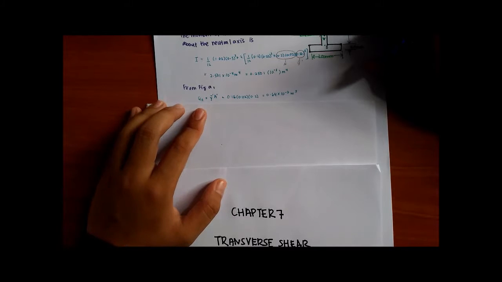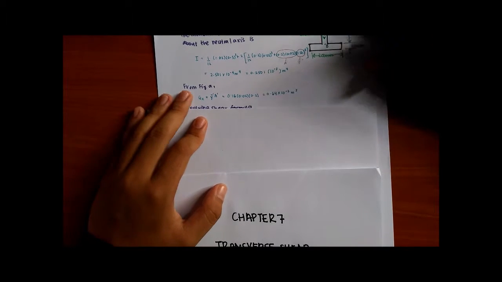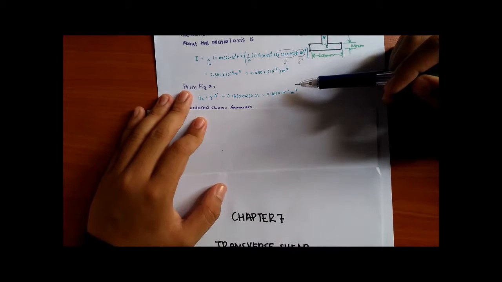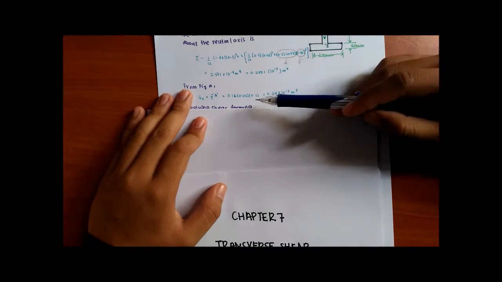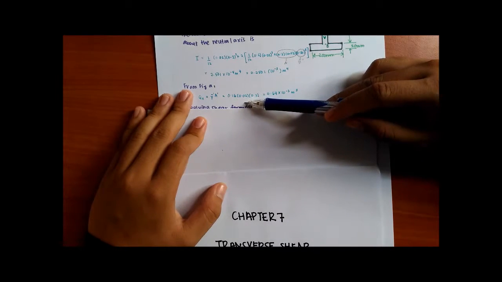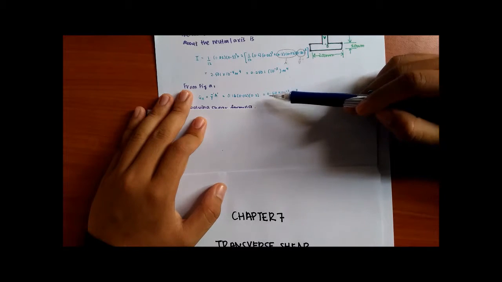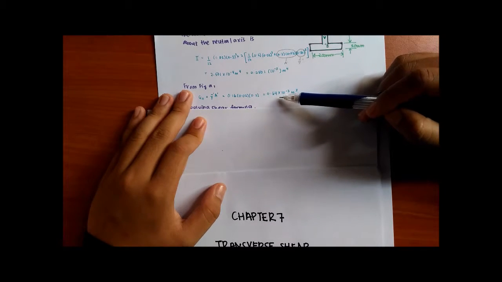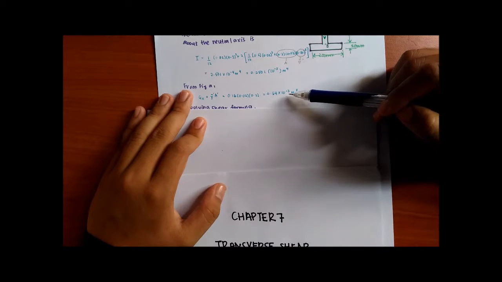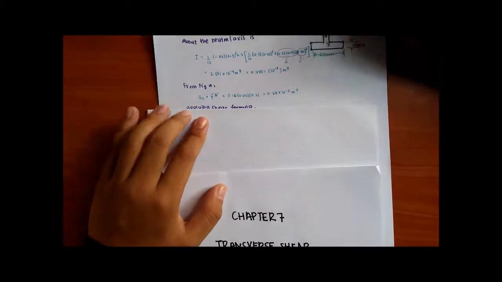So from figure A, we get QA is equal to Y bar times area. The Y bar is 0.16 times 0.02 times 0.2. So we get 0.64 times 10 to the power of -3 meter cubed.